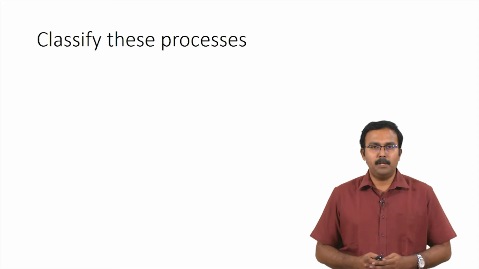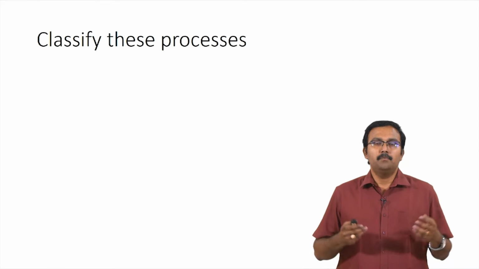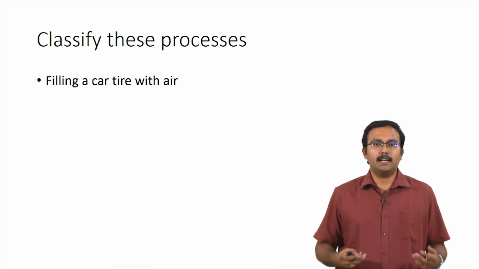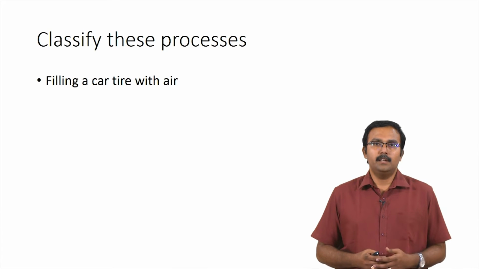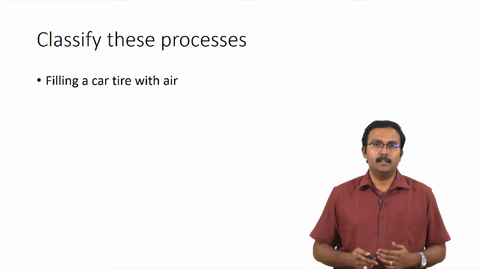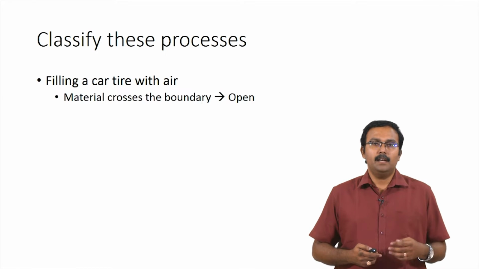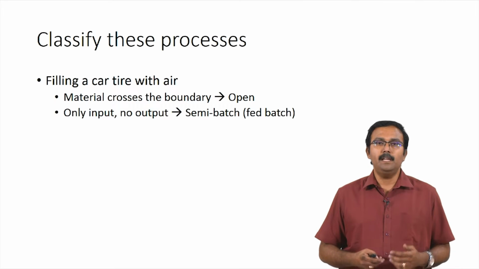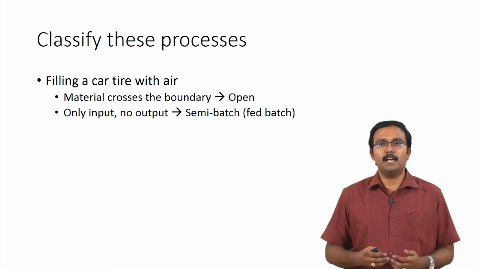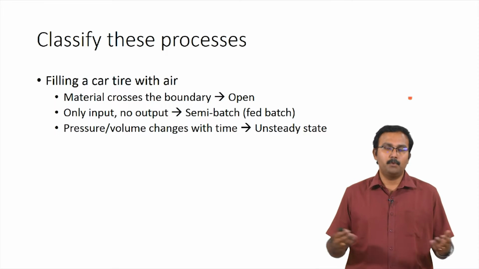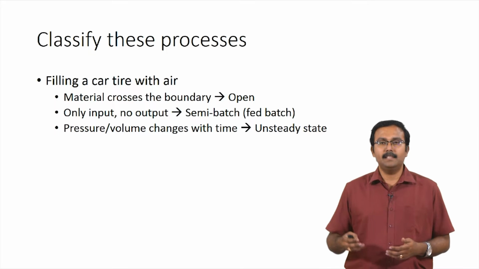Let us look at a few example problems which can be classified based on the classifications which we looked at. So, the first process is filling a car tire with air. So, here you have air entering into the tire. So, the system has a boundary which is crossed by the material. So, which means the system is an open system, and you have only an input and you do not have an output, which means the system would be a fed batch, which is a special case of semi-batch process. Pressure or the volume will be changing with respect to time, both of them could also be changing. So, the process is an unsteady state process.